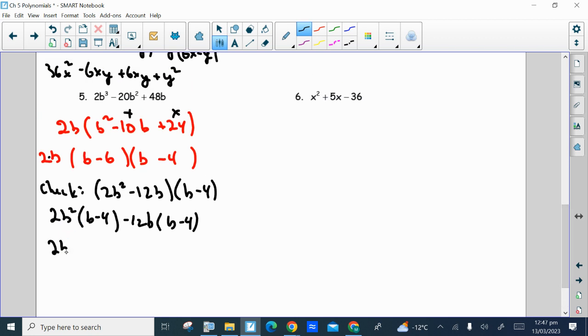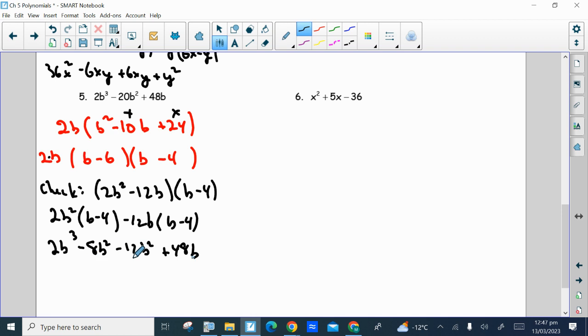So 2b squared times the b is our 2b cubed. 2b squared times negative 4 is negative 8b squared. Negative 12b times b is minus 12b squared. And negative 12b times negative 4 is positive 48b. So we've got the 2b cubed at the start that we needed. We've got the positive 48b at the end that we needed.